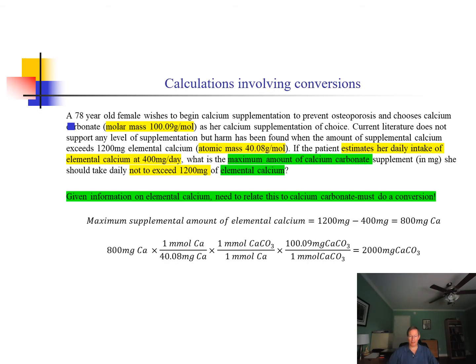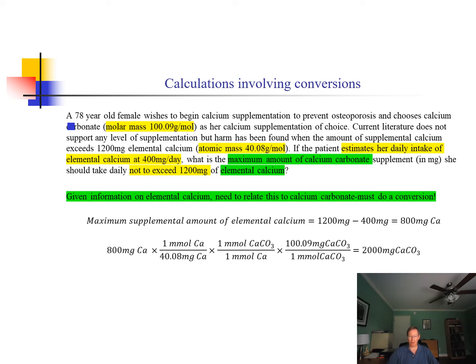So in this case, you have to recognize that you want that maximum amount of calcium carbonate, and you have a restriction based on elemental calcium, so you have to do a conversion. I know that the maximum amount of elemental calcium that I can add is 800 milligrams, because she's already taking 400, and 1,200 is my upper limit.